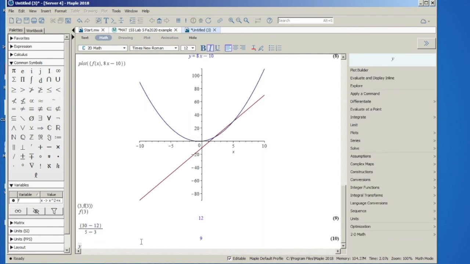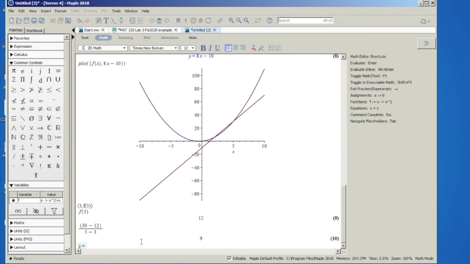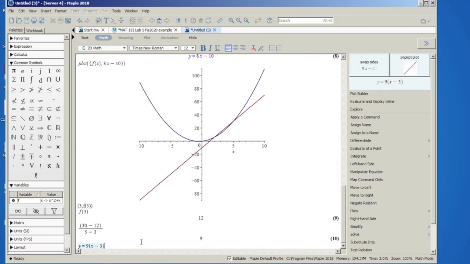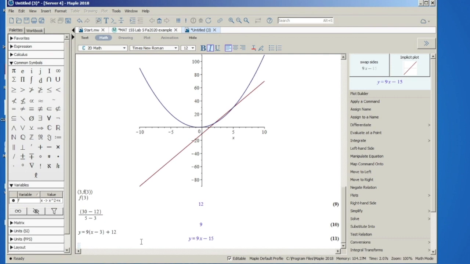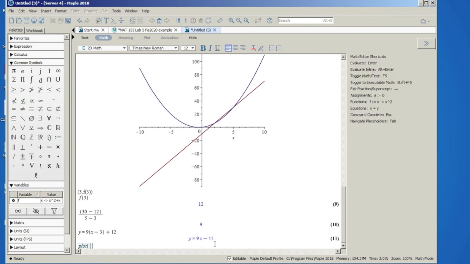So now I get y equals 9x minus, I mean again I could pick any of the 2 points, so I'll just pick 3 and 12. So x minus 3 plus 12. And I get y equals 9x minus 15. So let's again plot this. So I plot f of x and 9x minus 15.